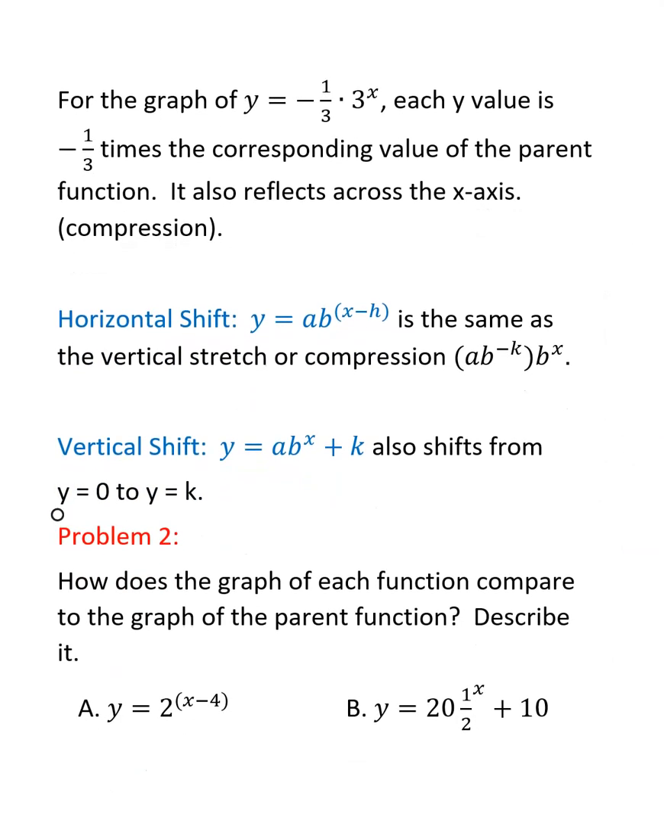For the graph of y equals negative 1/3 to the x, each y value is negative 1/3 times as big as the corresponding value of the parent function. It also reflects across the x-axis. So here, the reflection takes place with the negative, and this being a fraction, that is a compression. So when it's a whole number bigger than 1, it stretches, and when it's a fraction, it compresses.